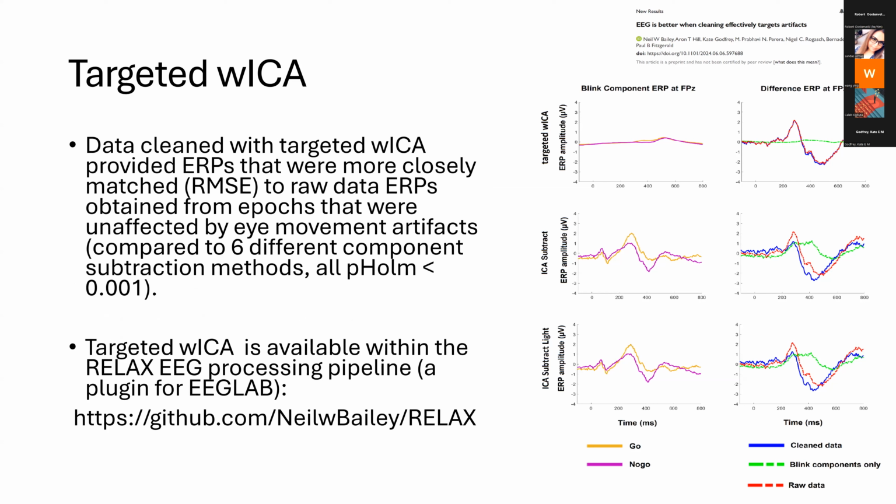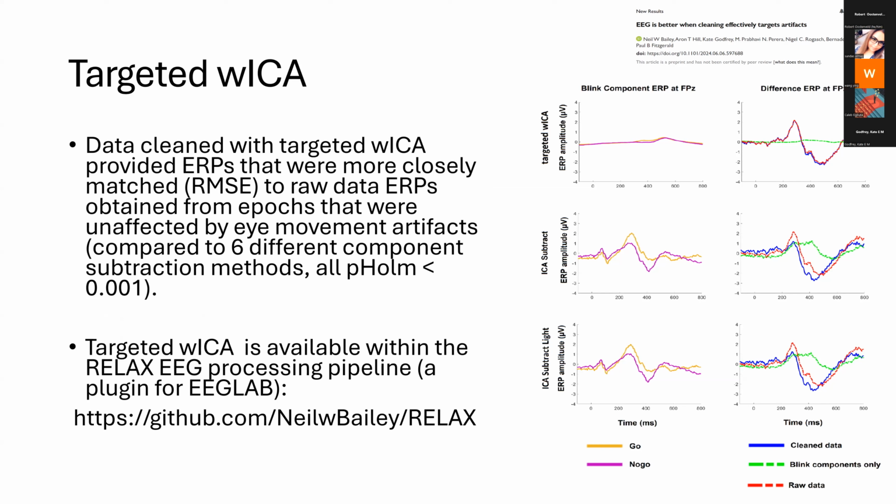So when we compared the cleaned data to the raw data after excluding blink affected epochs, we found a closer match between the targeted wavelet enhanced ICA method in terms of root mean squared error to the raw data compared to 6 different component subtraction methods. So that includes ICA, generalized eigenvector decomposition method, multi-channel Wiener filtering method, and a couple of others as well.